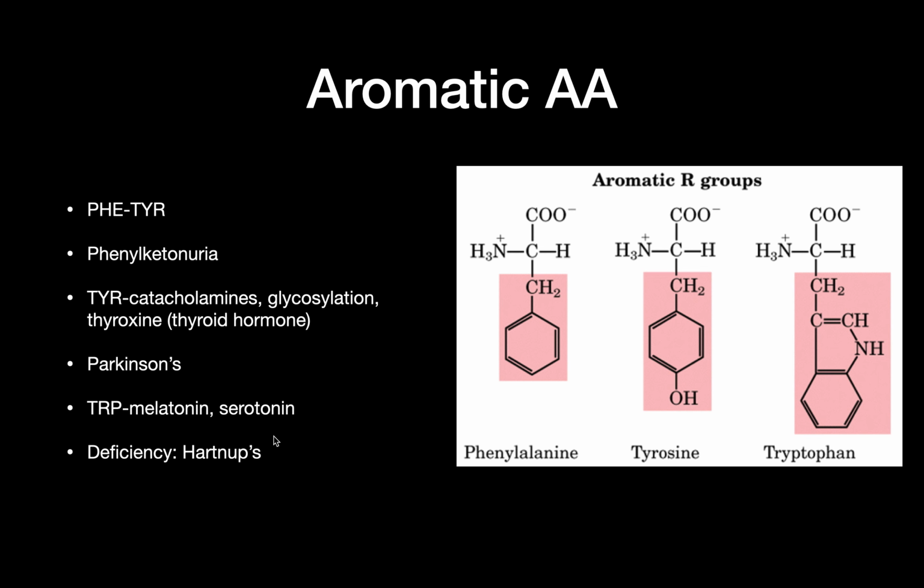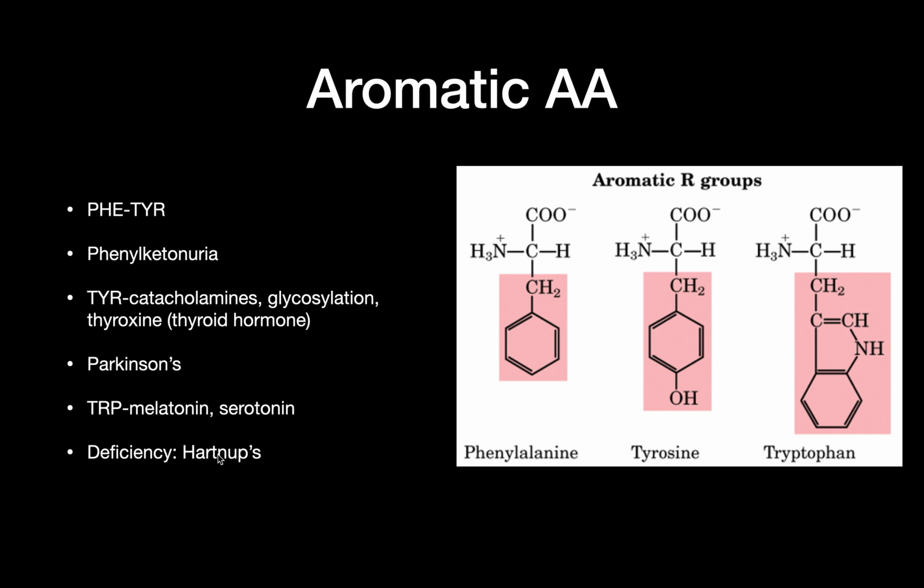Hartnup disease can cause its deficiency. Hartnup disease is rare, and it involves the malabsorption and increased renal excretion of tryptophan. So the problem is that all the tryptophan is being excreted, so it can't form melatonin and serotonin, and there is also a problem in the conversion of tryptophan to niacinamide.